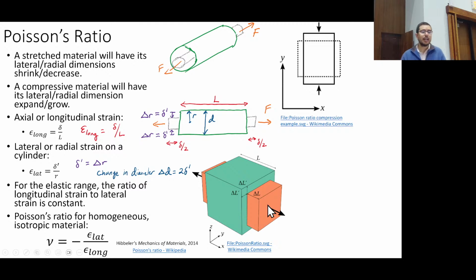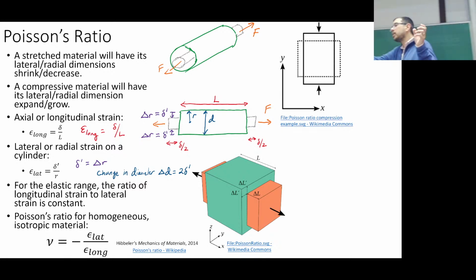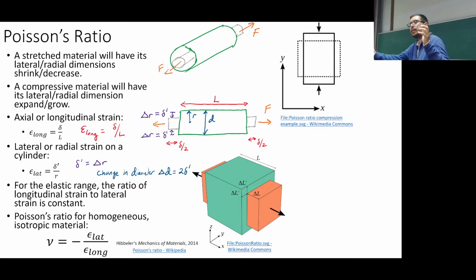So we've got a longitudinal strain. The longitudinal strain is going in the direction the force is being applied. The latitudinal strain is going orthogonal to the direction that we're pulling. So if I pull like this, is the longitudinal strain positive or negative? If I'm pulling it apart, is longitudinal strain positive or negative?